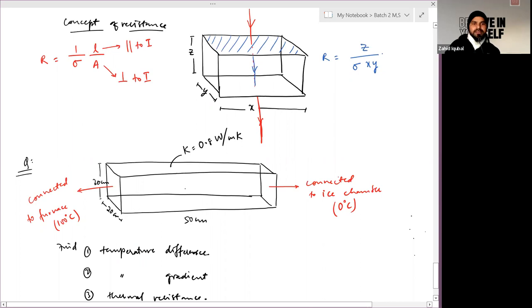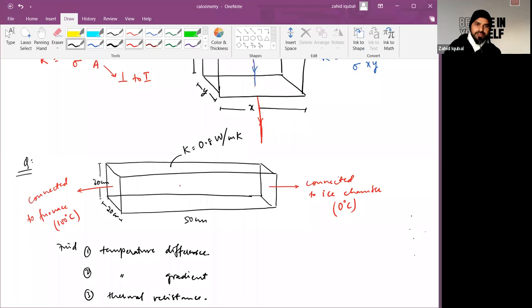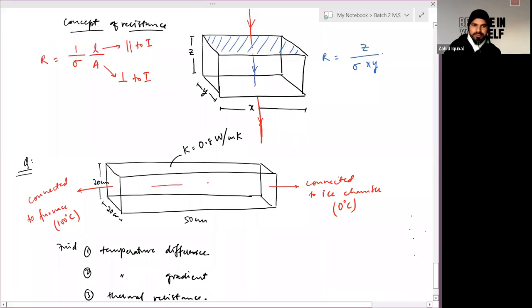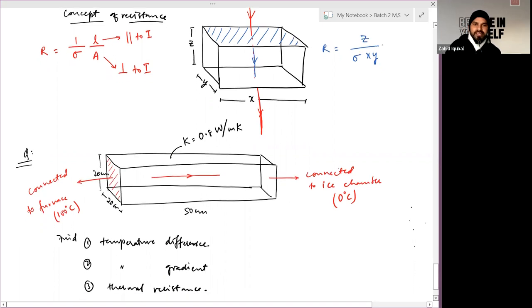Since in this part heat will flow from higher temperature to lower temperature, it should be along this direction. So the dimension parallel to this direction of flow is 50 centimeters. So take 50 centimeter as the length, and this cross-sectional area will be taken as the area of cross-section. Now try to find these three terms.